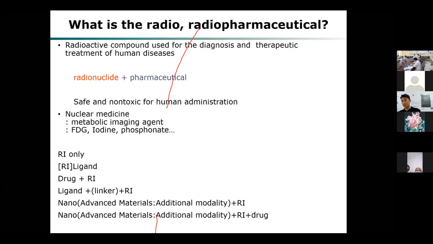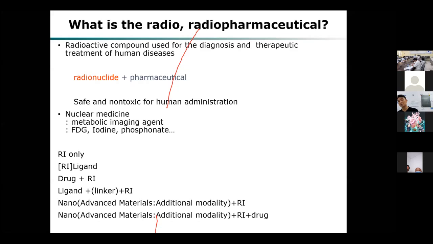One example is radioactive iodine alone. It means that we use iodine for both imaging and treatment. The next example is the ligand-conjugated radioisotope. It means that we can use a radioisotope with chelation for more advanced excretion or more advanced accumulation in some region. The next is the drug conjugated with a radioisotope. That is the traditional radiopharmaceutical.